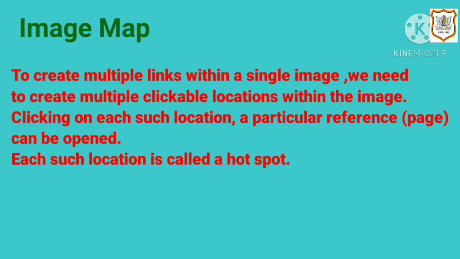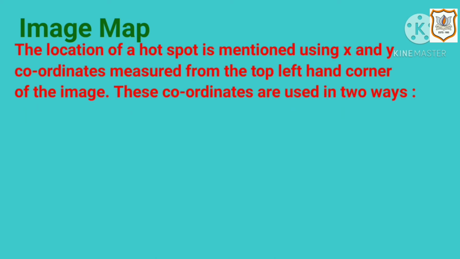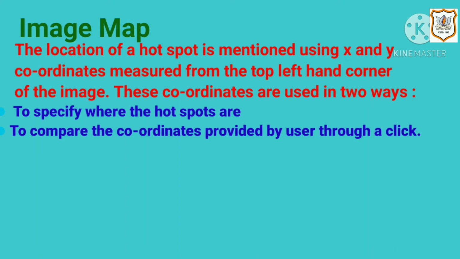The intention of an image map is to provide an easy way of linking various parts of an image without dividing the image into separate image files. The location of a hotspot is mentioned using x and y coordinates measured from the top left hand corner of the image. These coordinates are used in two ways. First, to specify where the hotspots are. Second, to compare the coordinates provided by the user through a click.